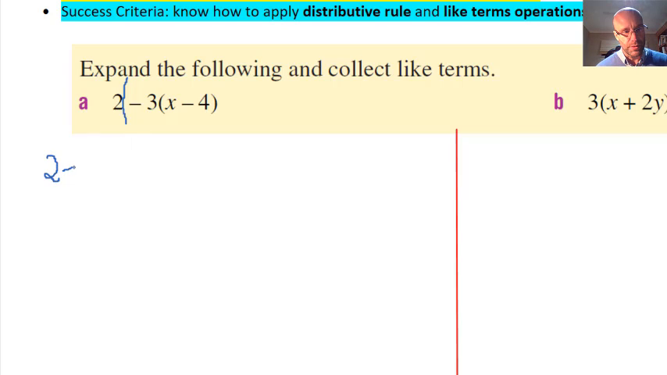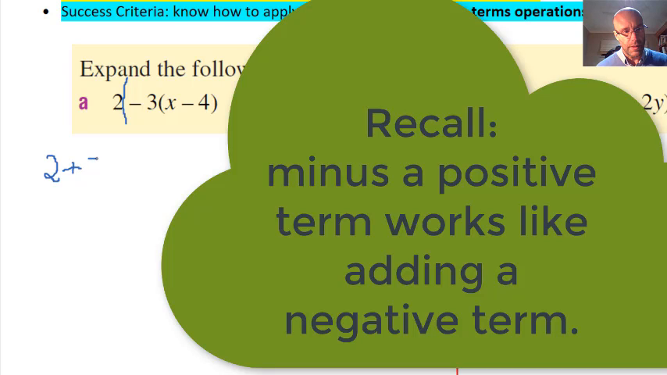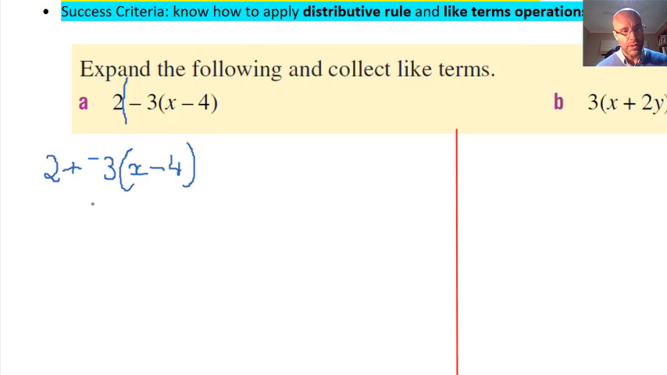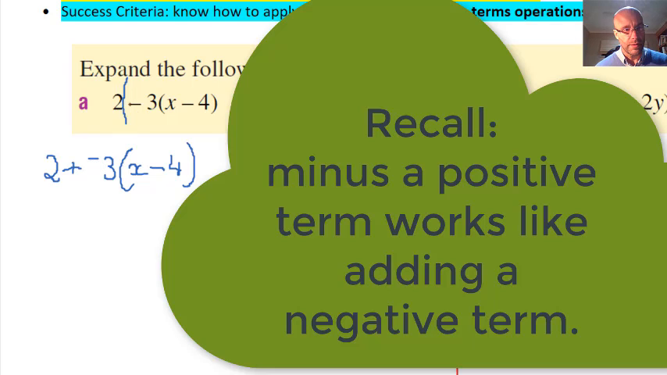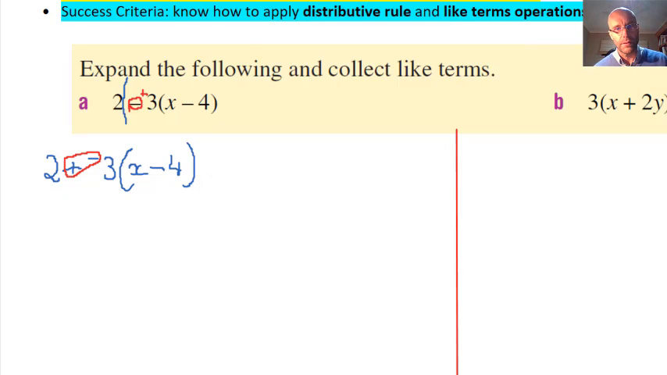So I'm going to rewrite the question as plus negative 3 because it makes it obvious that everything there is acting like a negative. So I haven't changed anything else, I've just turned the minus into a plus negative. You should know by now that a minus can be written as a plus negative. So minusing a positive is the same as adding a negative. So I haven't changed it. I'll show you why I've done this.